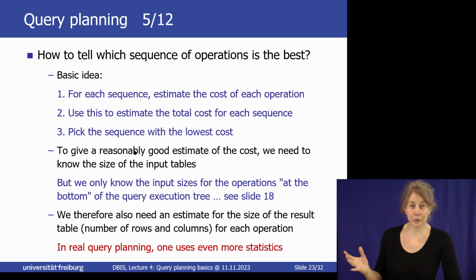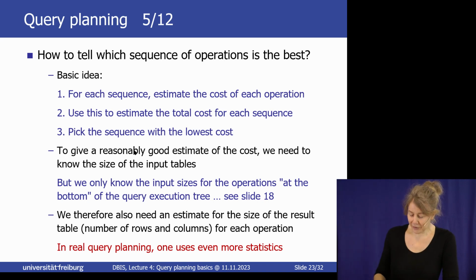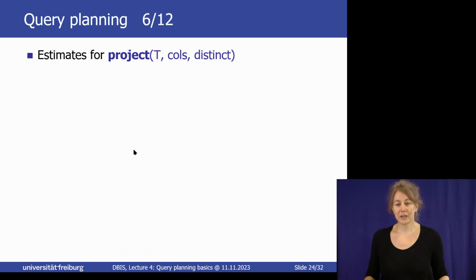And in real query planning, this is a whole science by itself. You can use much more statistics. For example, what's the multiplicity of the rows? It makes a difference whether some rows can occur twice or 20 times. So let's just do 3 simple cost estimates and then work with them. This will be super simplistic. It's just to explain the idea.